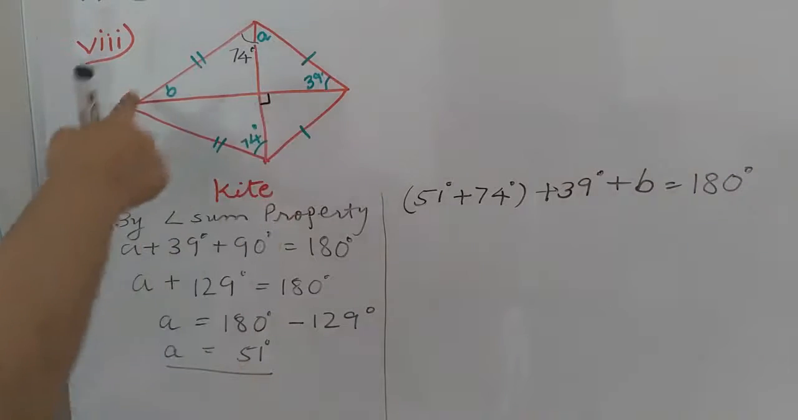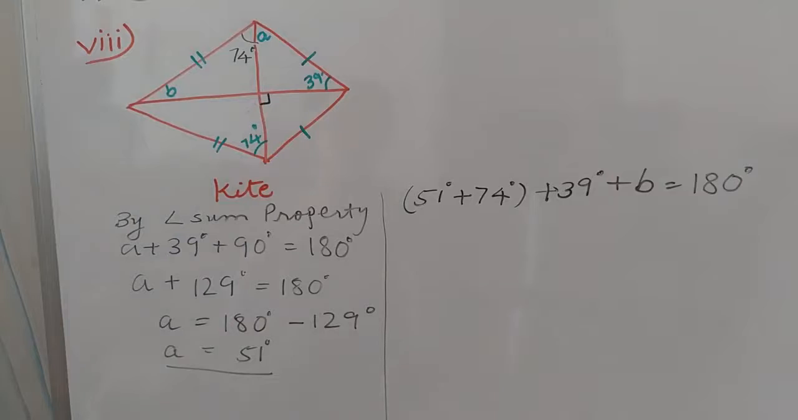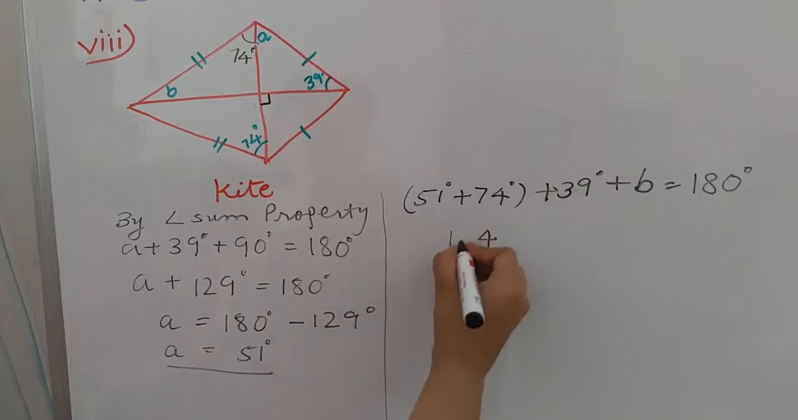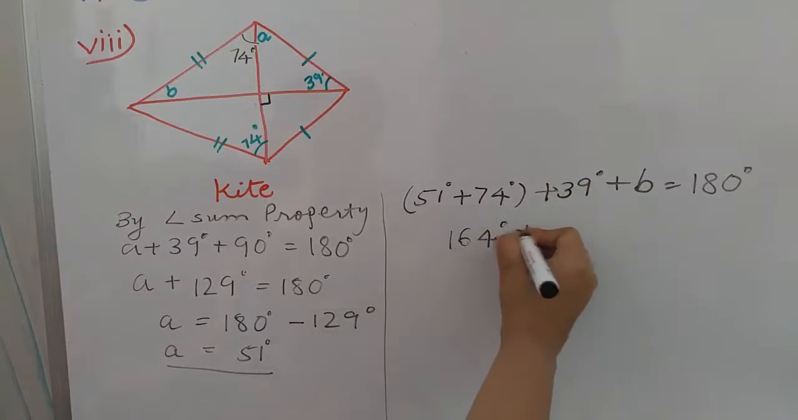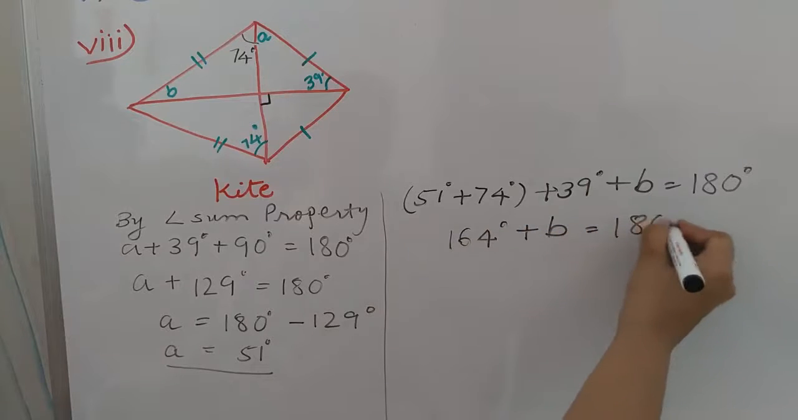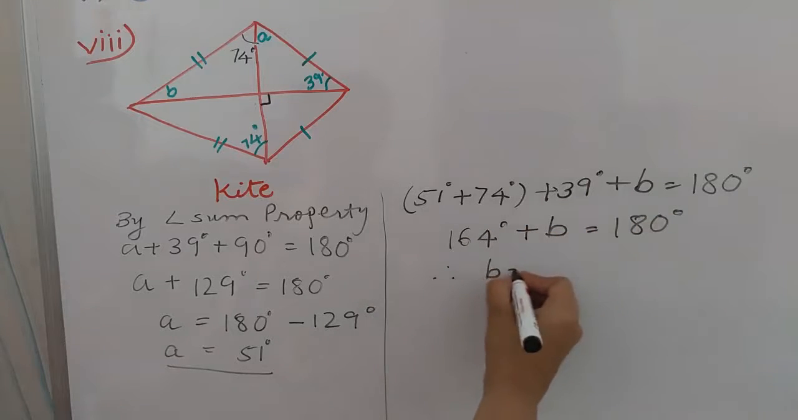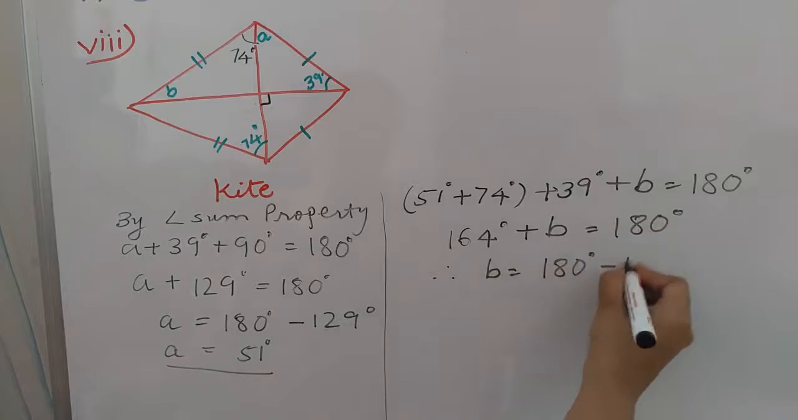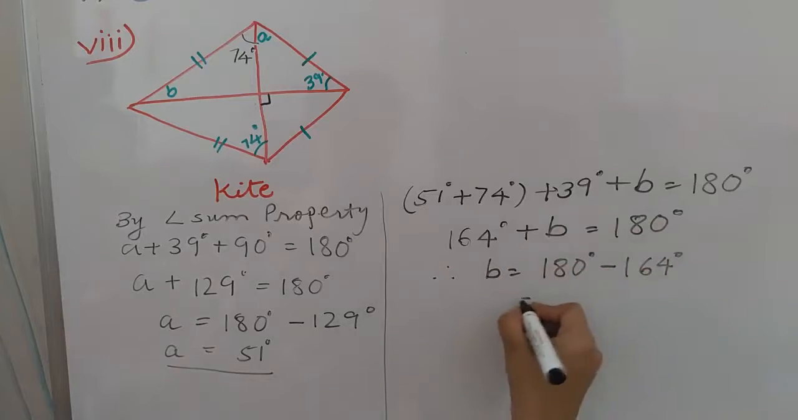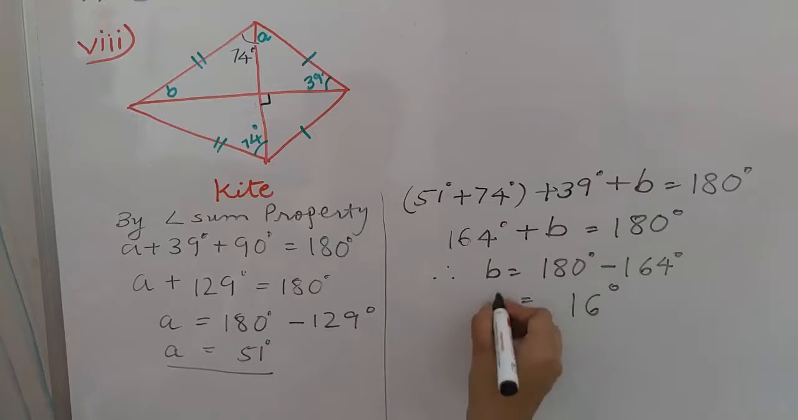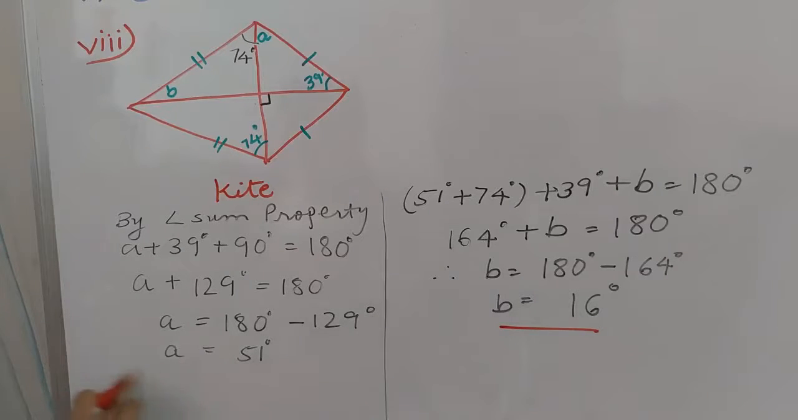In this triangle I have taken angle sum property. Then the sum of all this is 164 plus B is equal to 180 degree. So B value is equal to 180 degree minus 164 degree. That will be 16 degree as answer. So our second answer, value of B is 16 degree, and the first answer, value of A, is 51 degree.